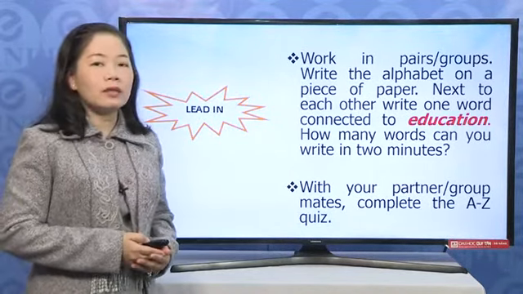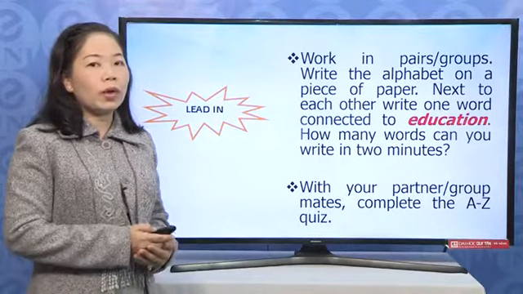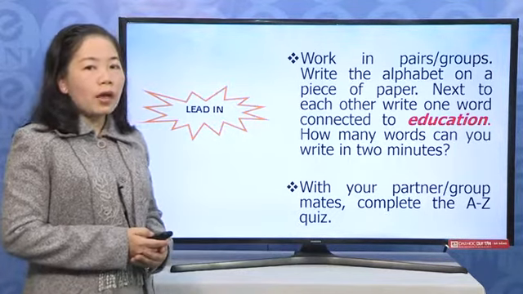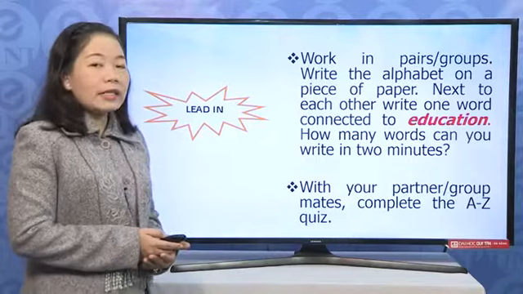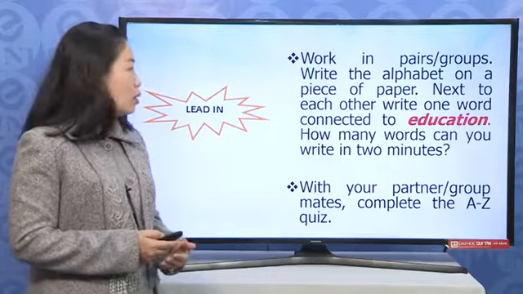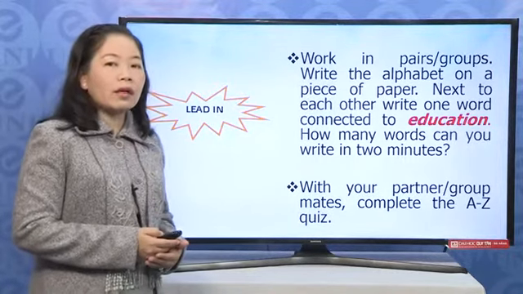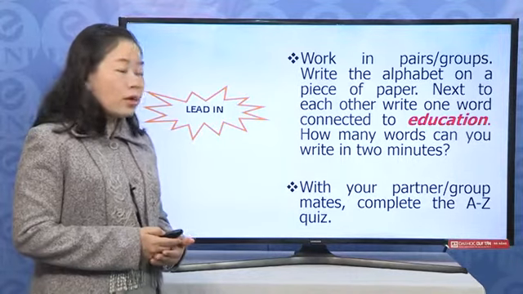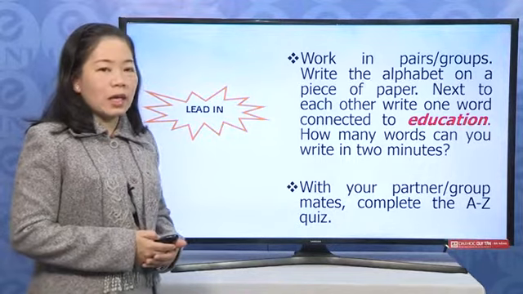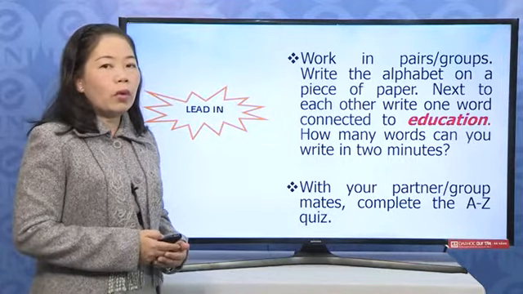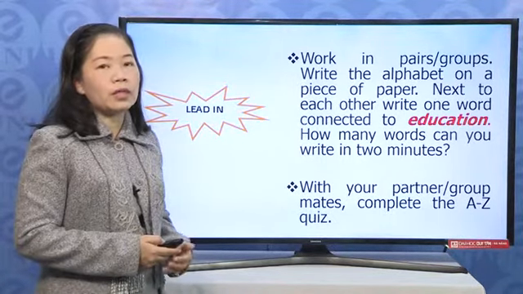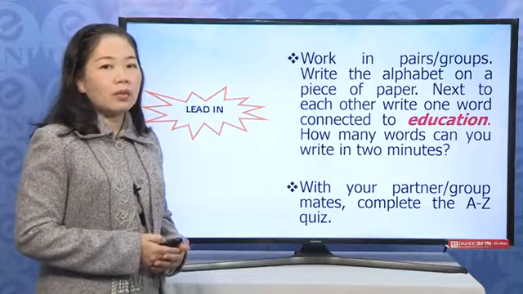Now, to begin the lesson, you have the time to work in pairs or in groups. Together with your partner or group mates, you should write the English alphabet on a piece of paper. Next to each letter, you write one word connected to the topic of education. How many words can you write in 2 minutes? Remember that this activity is to provide you with more vocabulary so that you can have a stock of vocabulary to facilitate your study in lesson number 2.